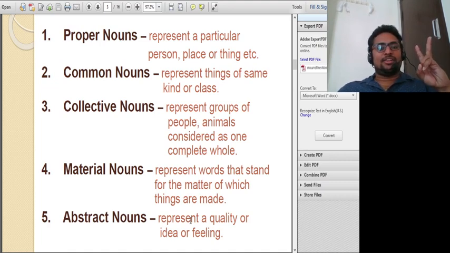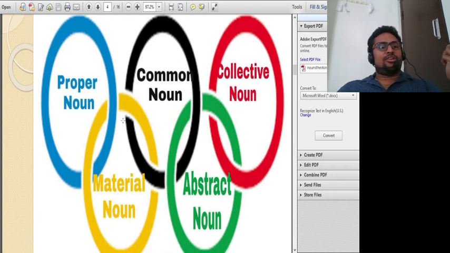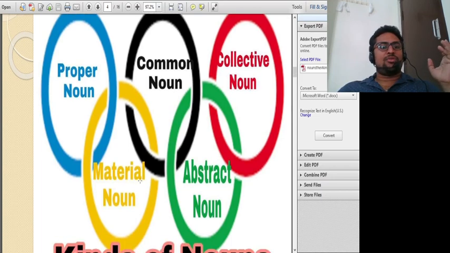Just remember that a noun is a naming word. It denotes the names of persons, places, things, and creatures. How many nouns do we have? Proper noun, common noun, collective noun, abstract noun, and material noun.